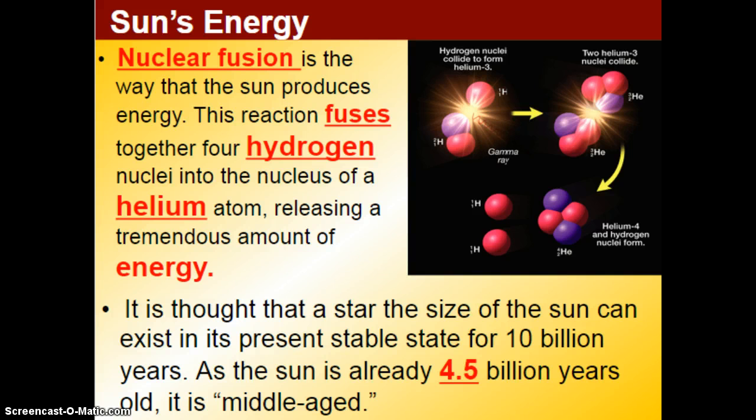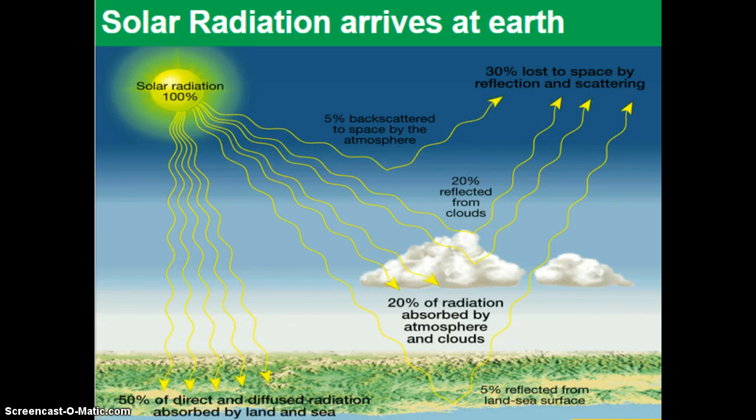When this happens, there's a tremendous amount of energy that gets released, and then that energy gets emitted out, and we are able to use that energy to have life here on Earth. We know that a star about our sun's size can fuse enough hydrogen together to last for about 10 billion years, and our sun currently is about 4.5 billion years old, so it is about halfway through its life cycle.